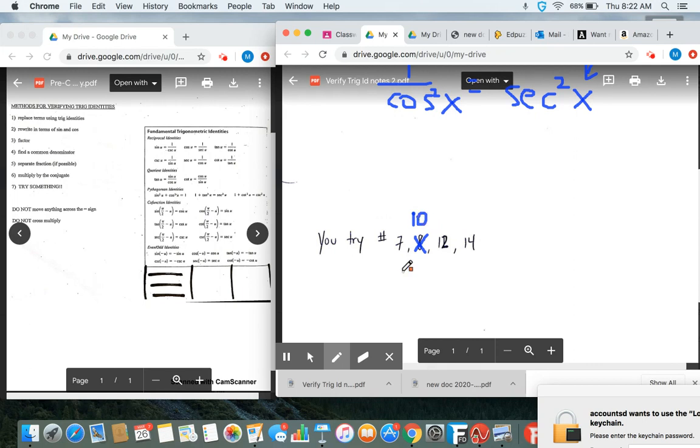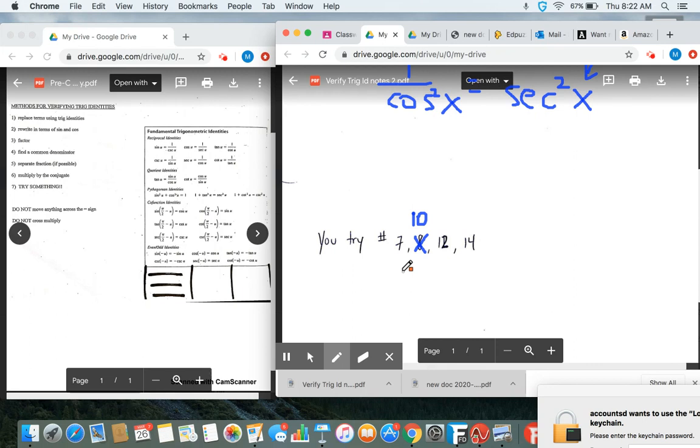Okay. So try number 7, which is an identity that you're going to use the co-function for. Use the co-function identities, then rewrite in terms of sine and cosine. You're going to try number 10, which you're going to use the conjugate for. Use the idea of the conjugate, which is something like we already did earlier today. You're going to try number 12, which is using the even odd identities. And you're going to try number 14, which is, again, using the conjugate.